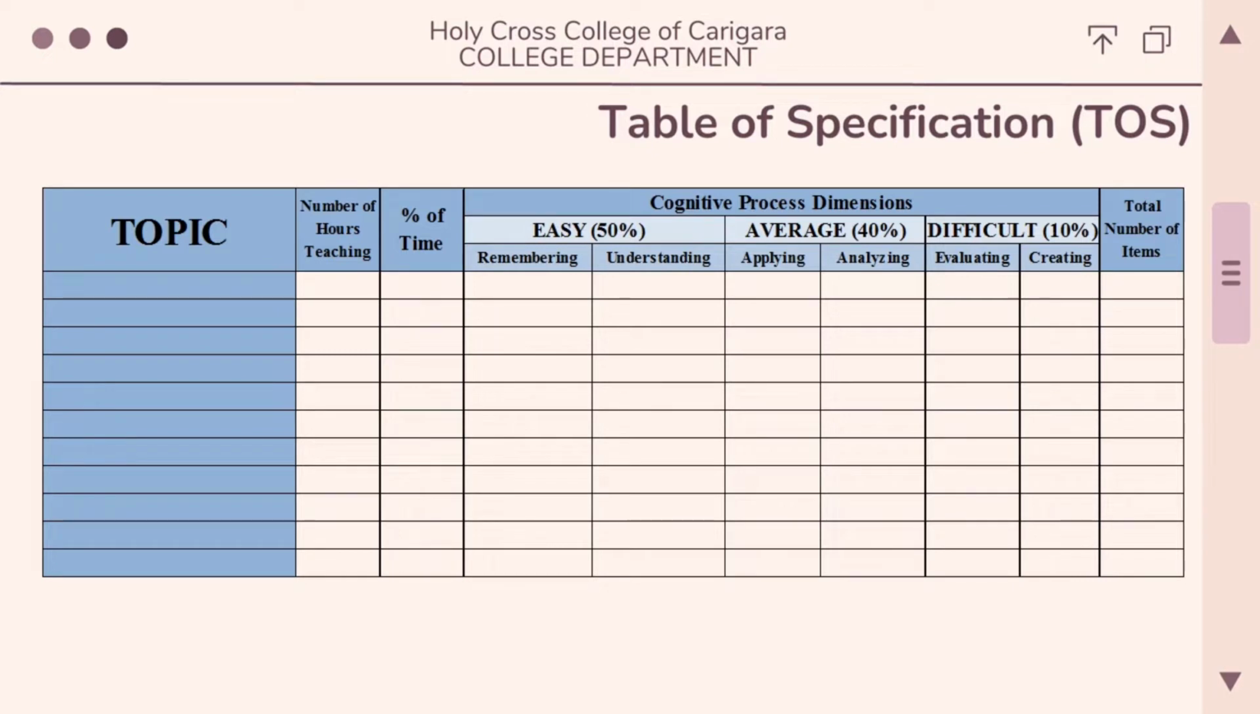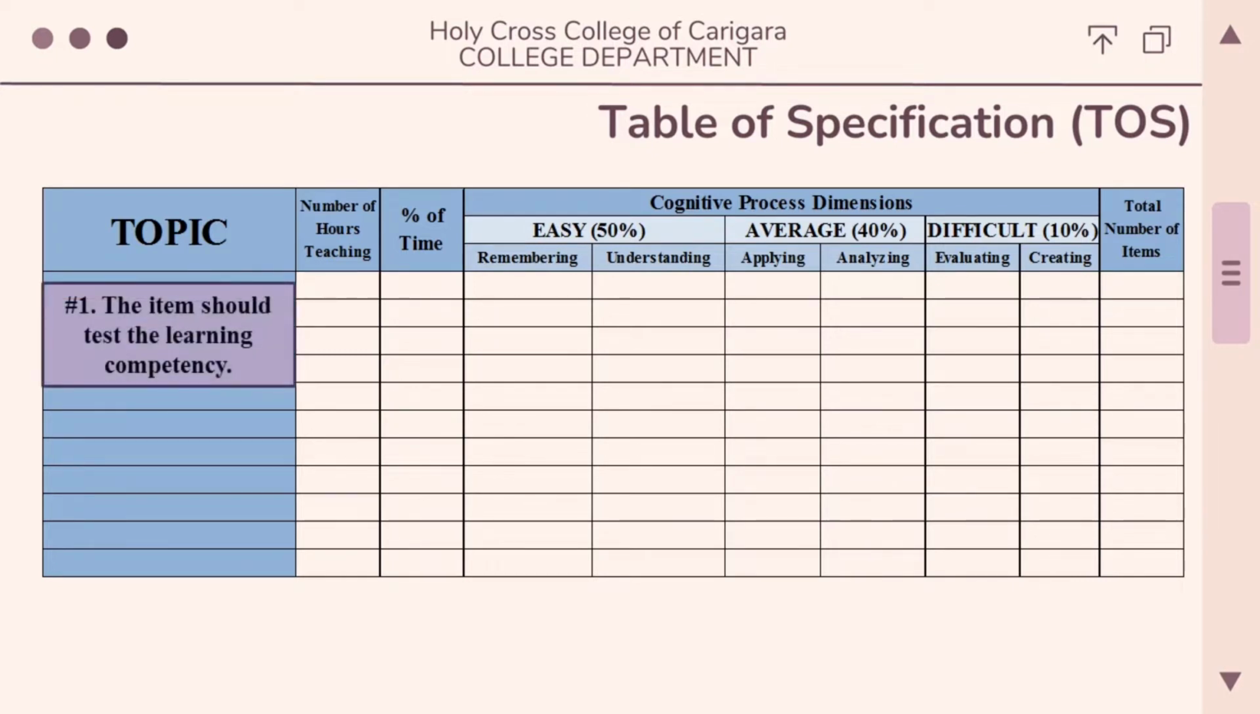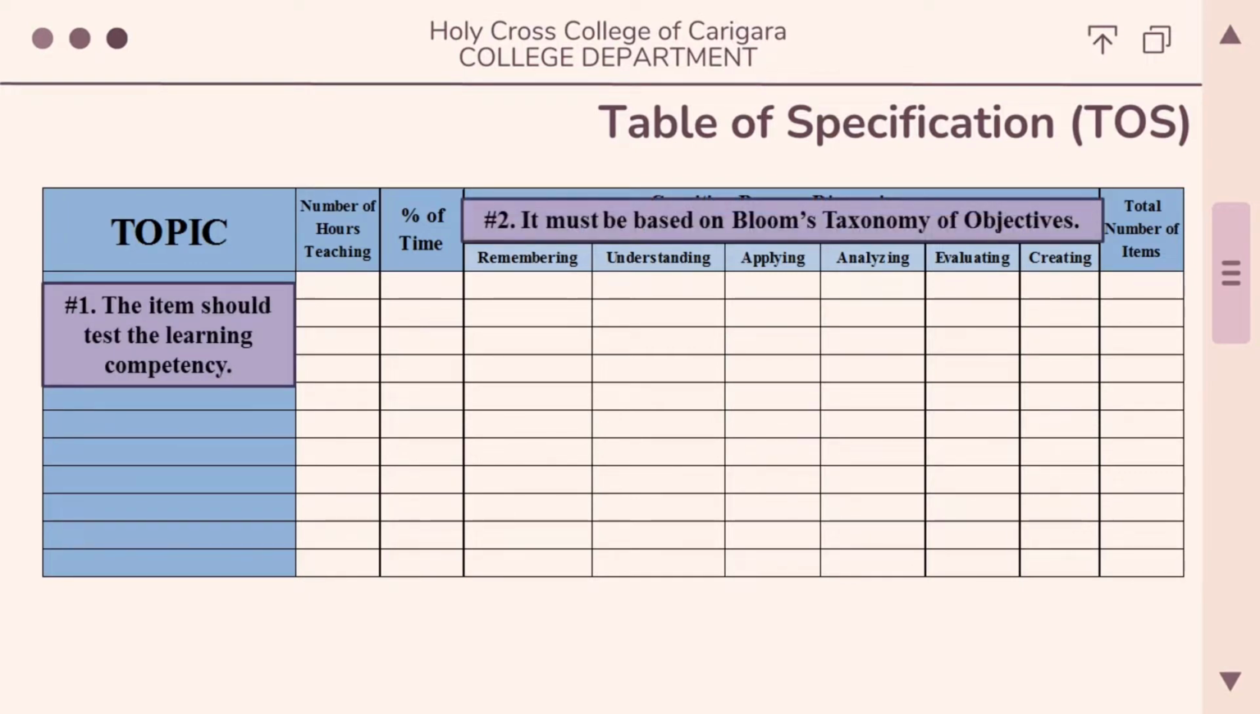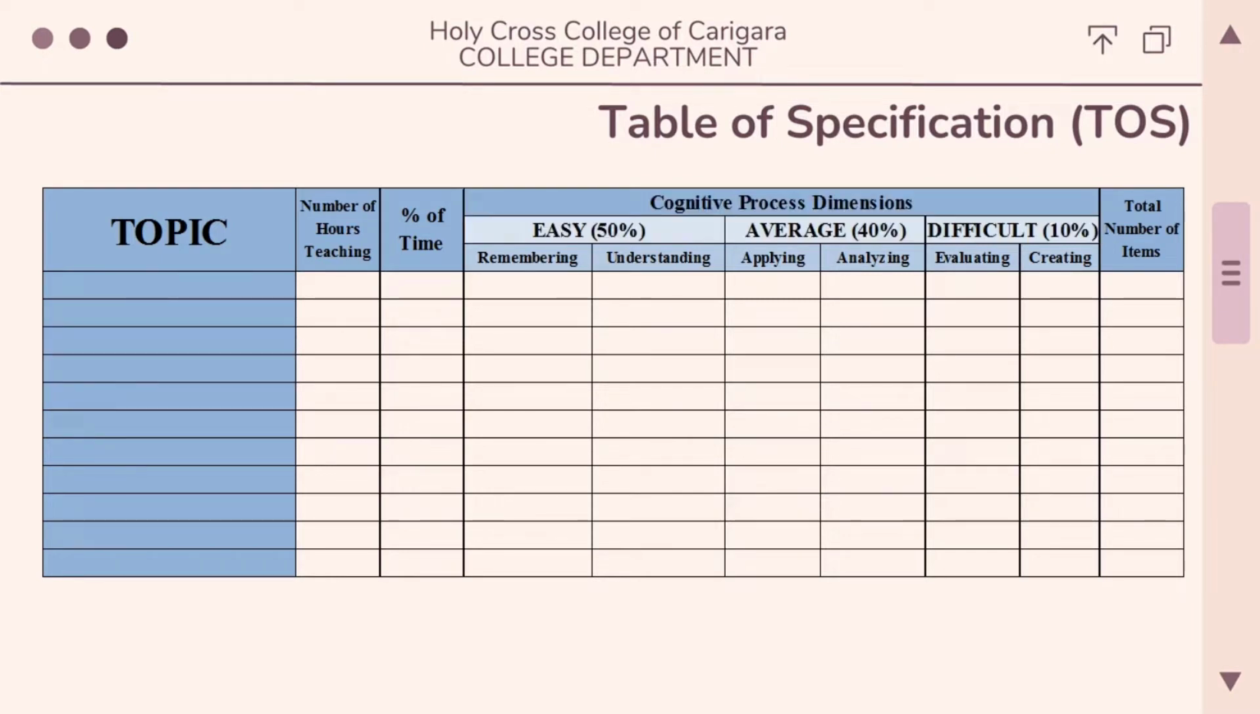In making a test, there are only two important things that we need to keep in mind. First, the item should test the learning competency. Second, it must be based on Bloom's taxonomy of objectives. These are the reasons why it is important for us to prepare a TOS, as it will serve as a guide for us to make the test questions depending on how many items we are going to make for a particular topic. For instance, on item 1, what is the objective and what does it test? That is what we are going to tackle today.